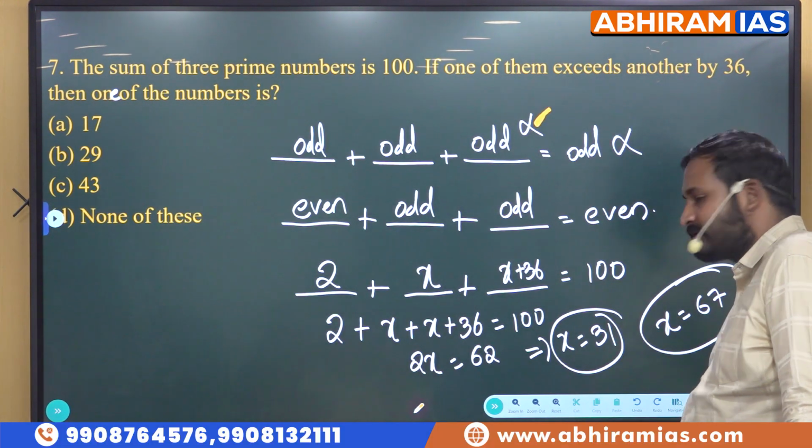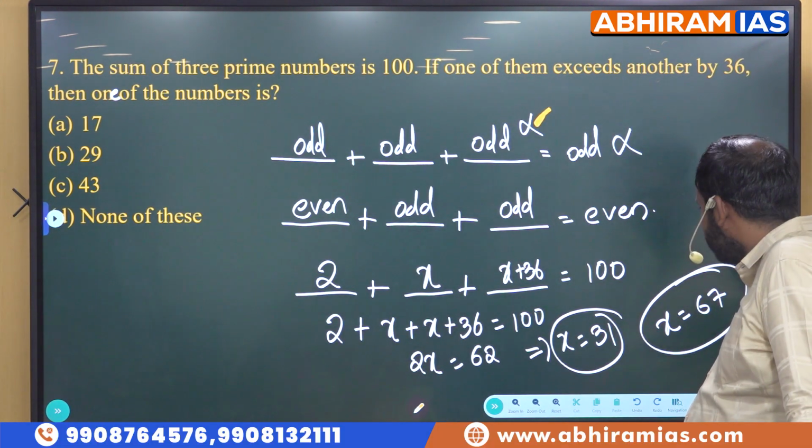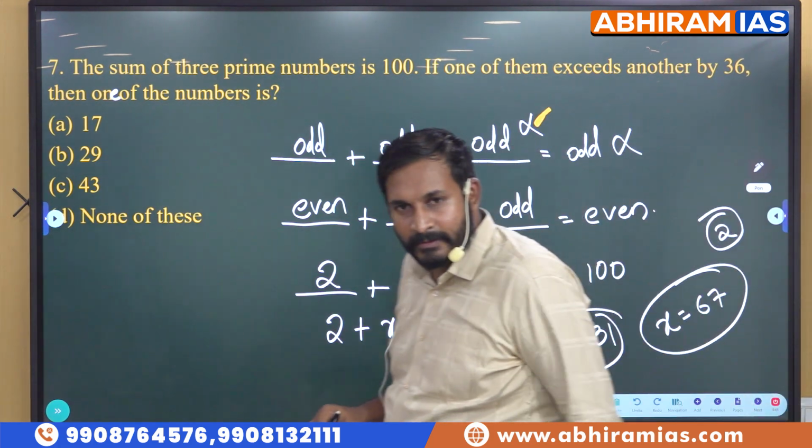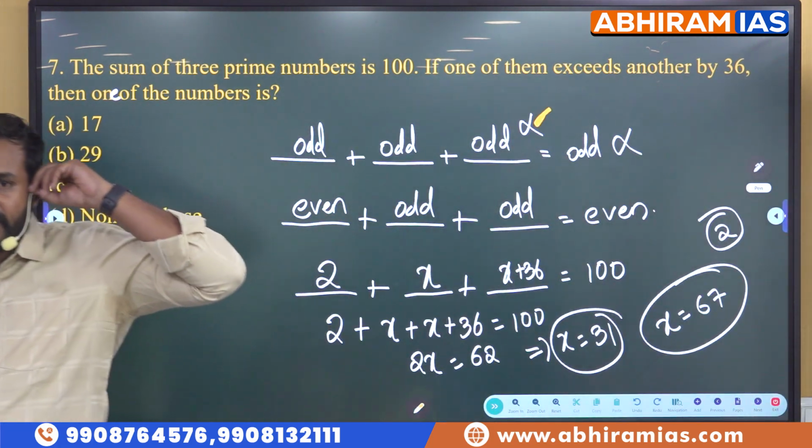67. 67 is also a prime number. What is the other number? 2. Is it clear for everyone?